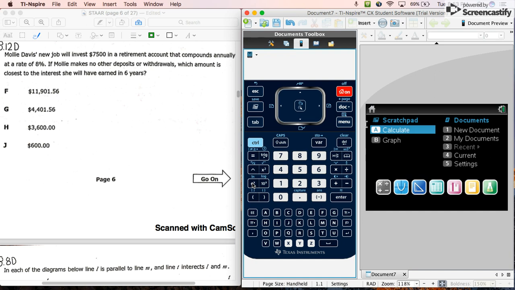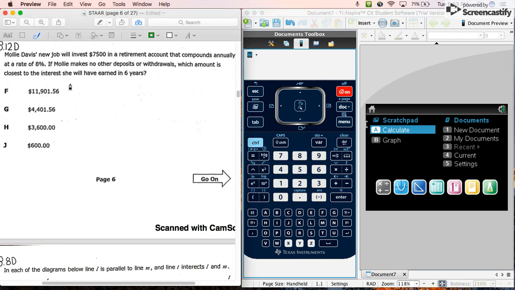Okay, we are now in problem number 12, and it is TEKS 8.12D. It says Molly Davis's new job will invest $7,500 in a retirement account that compounds annually at a rate of 8%. If Molly makes no other deposits or withdrawals, which amount is closest to the interest she will have earned in 6 years?